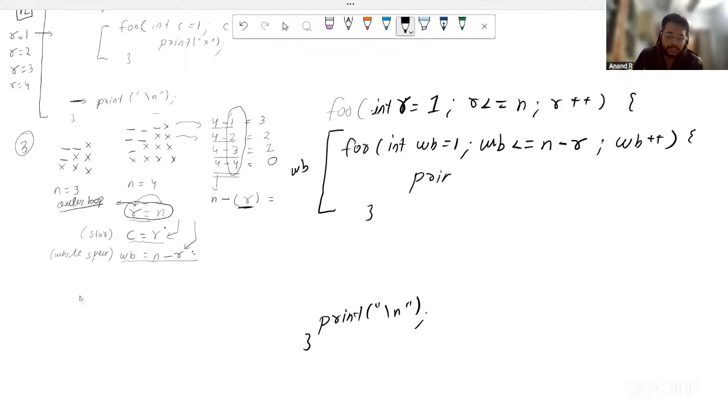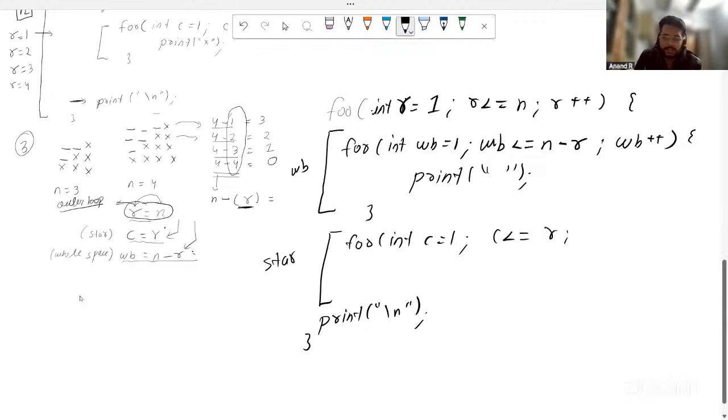Okay. So let's say print white space. I can simply write double quotes and one simple space, right? White space. Should I move to the next line, or should I first write the logic to print the star? Logic to print the star, right? And it's similar to the previous problem statement. For c is equal to 1, c less than or equal to r, and c plus plus, and print star.